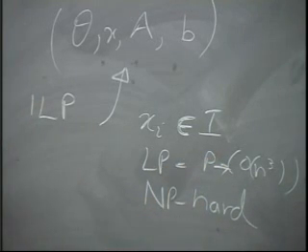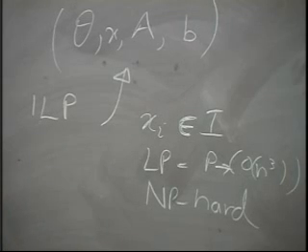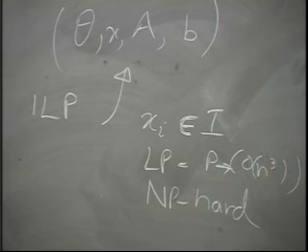But ILP is NP hard, okay? Beginning students are often confused, like, oh, how could that be? Linear programming is no big deal. You find the polytope, you find your vertices, and you're done. Why is integer linear programming so difficult?